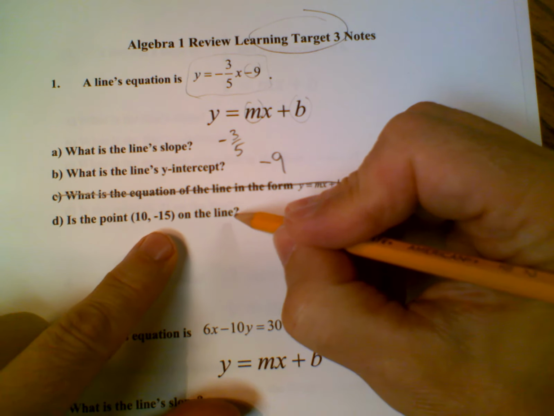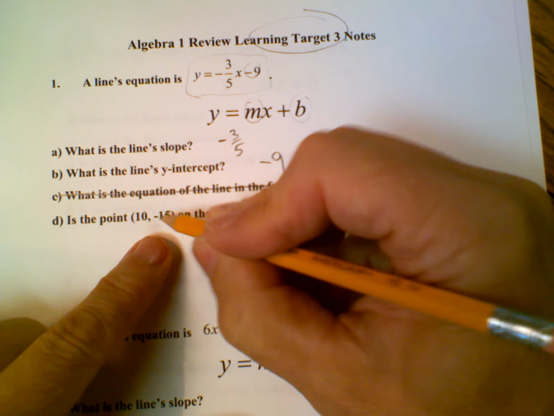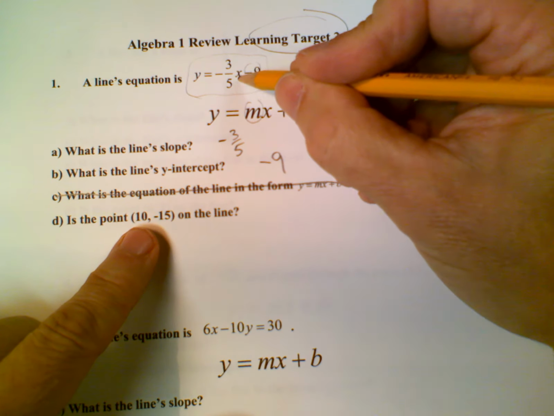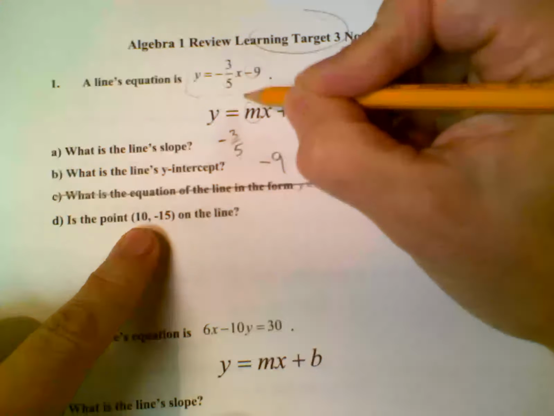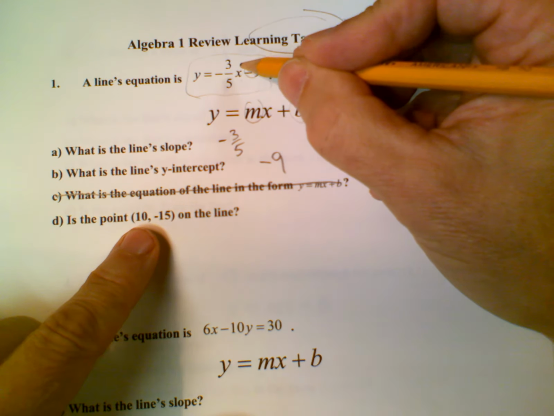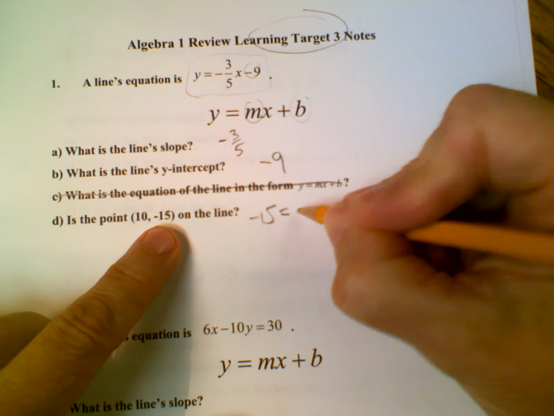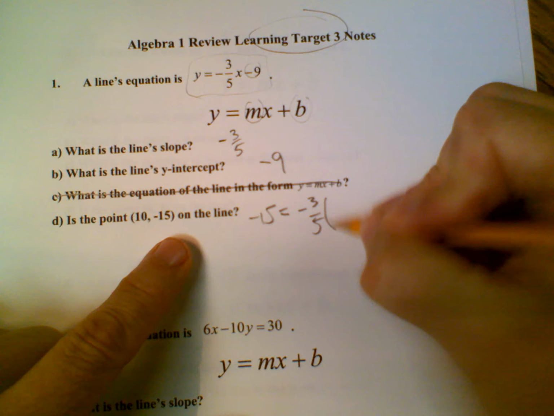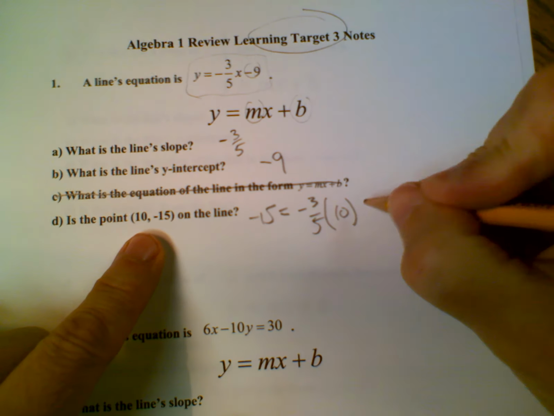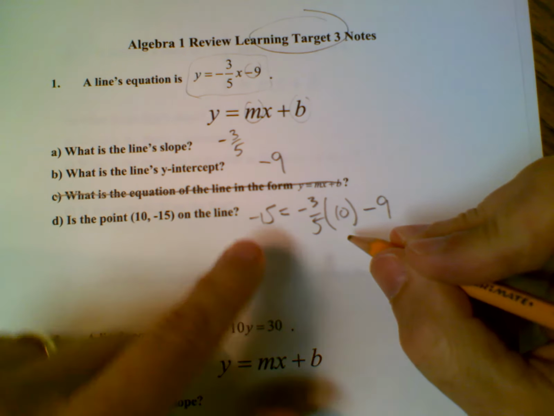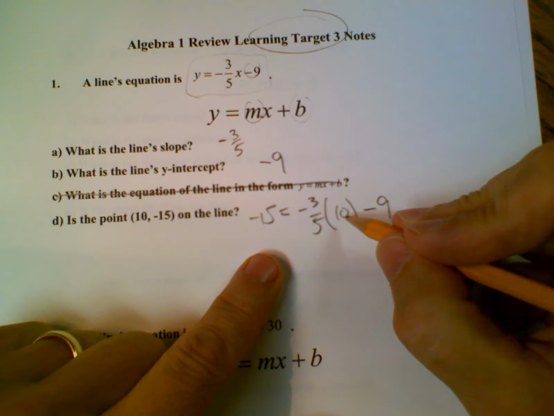Is the point 10, negative 15 on the line? Okay. Well, if it is, I should be able to plug this ordered pair into the equation and verify that the equation really is true when I simplify it. So the negative 15 goes in for the y, negative 3/5, and in place of the x goes the 10. Okay. And then minus 9. Now, is this equation really true? I have no way of knowing until I simplify the right-hand side.